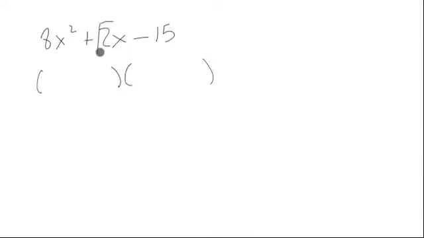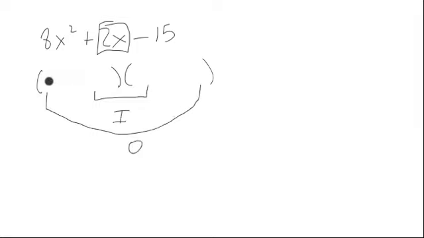Let's look at what this 2x is and where it comes from. It actually comes from the inside plus what comes from the outside, meaning this times this and this times this, you add them together. O plus I is equal to 2x. That works in a FOIL process.